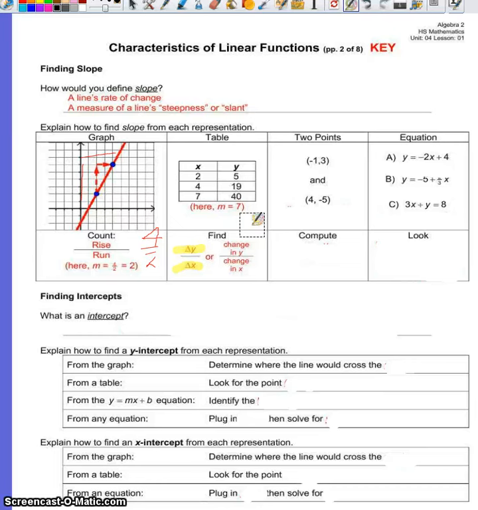Now, what if I have 2 points? How do I find my slope if I have 2 points? This is the way you're most familiar with. You're used to having y2 minus y1 over x2 minus x1, which is what we're doing here.